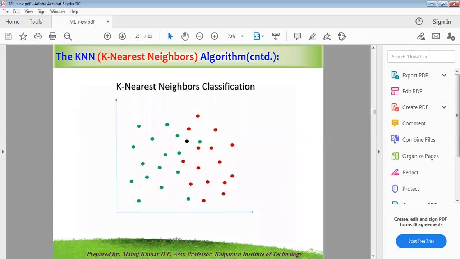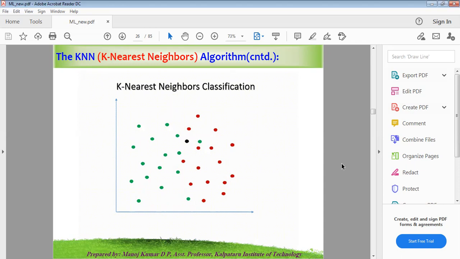Now we come to nearest neighbor classification. Here you see, the green points are a number of items, and the red points are also a number of items. The black one is the unlabeled one. You have to decide whether it will go with the green part or the red part. The green part is one type of data, the red part is another type of data. Now in between you have the unlabeled point, and you have to predict whether it will go with the green data or the red data, depending on the nearest neighbors.